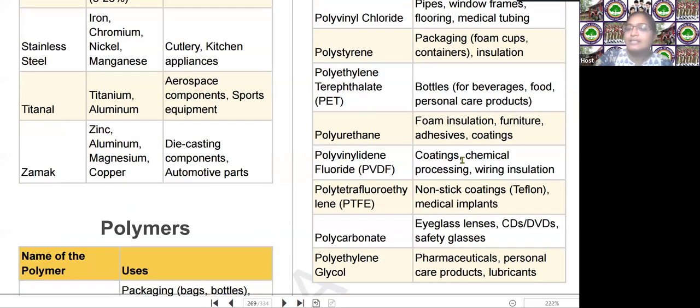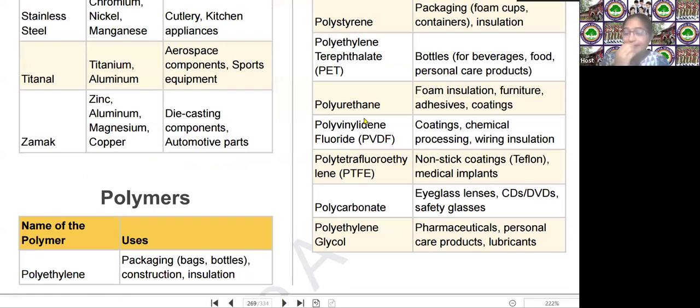And another one is polyurethane. Polyurethane is used in foam insulation, furniture, adhesives and coatings. It is one of the polymers used in foam insulation manufacturing, furniture, adhesives and coatings.